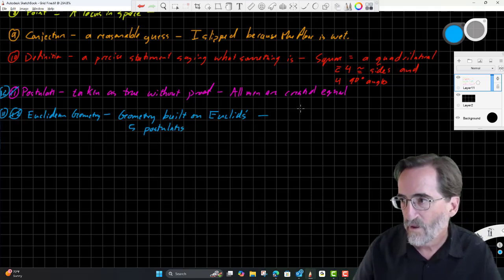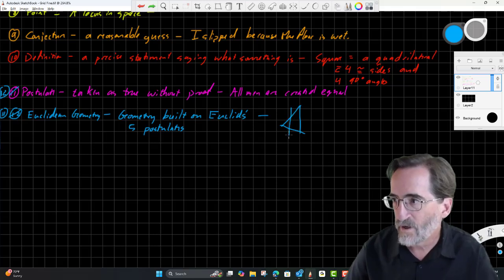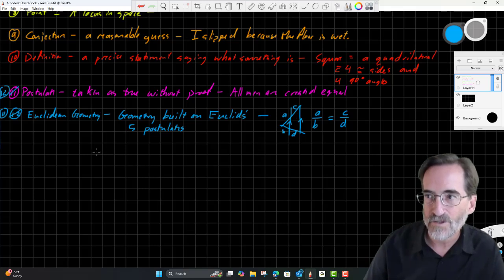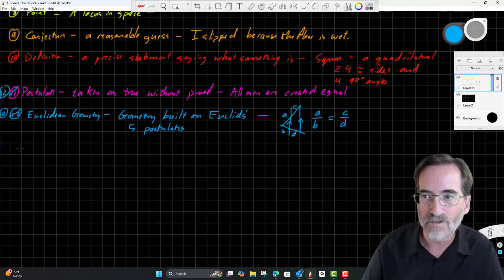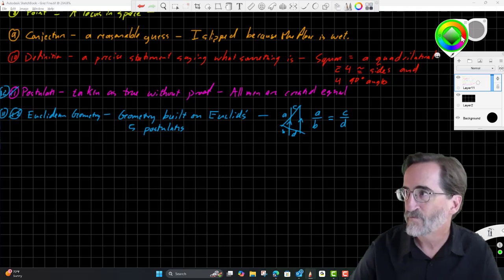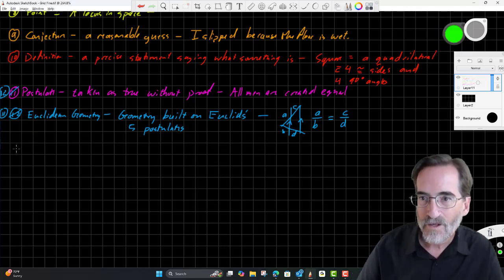Okay, I'll give you an example of Euclidean geometry, a triangle, and I'll draw a parallel to that. A, B, C, D. This is known as the side splitter theorem. A is to B as C is to D. It's an example of Euclidean geometry. It's built on Euclid's 5 postulates, which is basically two-dimensional flat paper geometry. Okay, 12, 13.